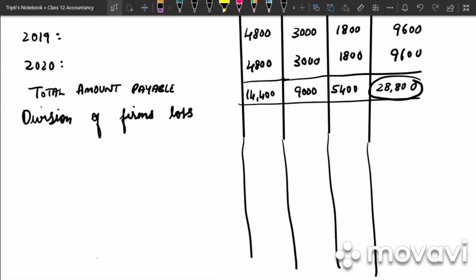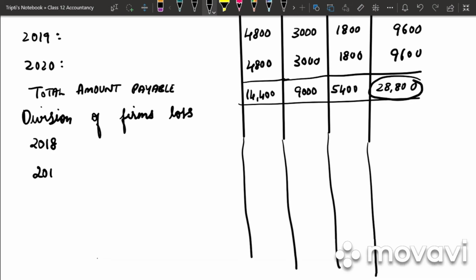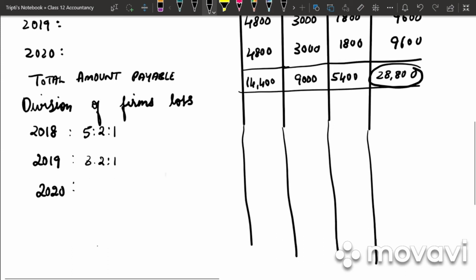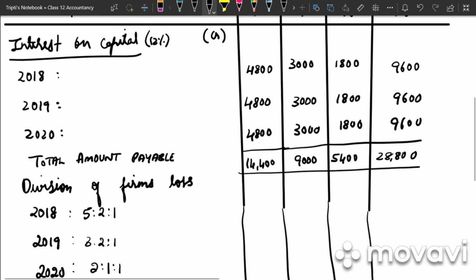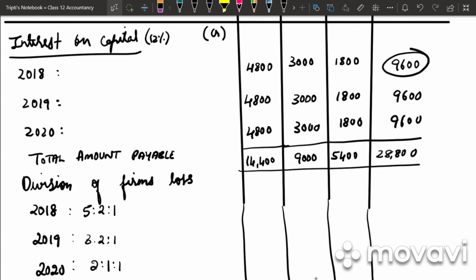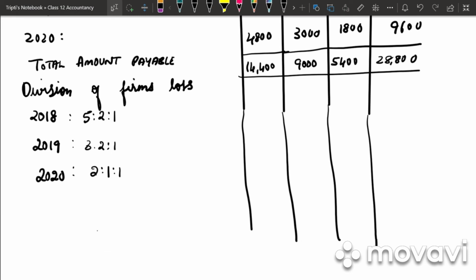So again we will be having 2018, 2019, 2020. What is the profit sharing ratio of 2018? 5:2:1. In 2019 it is 3:2:1 and in 2020 it is 2:1:1. So for the first year, what was the total interest on capital? It was 9,600. So this 9,600 we would be dividing in the ratio of 5:2:1.